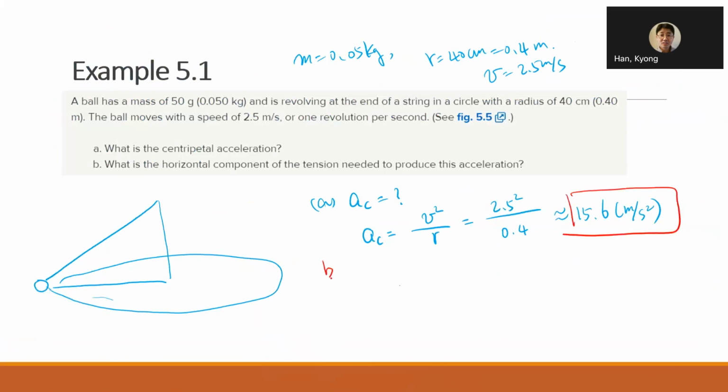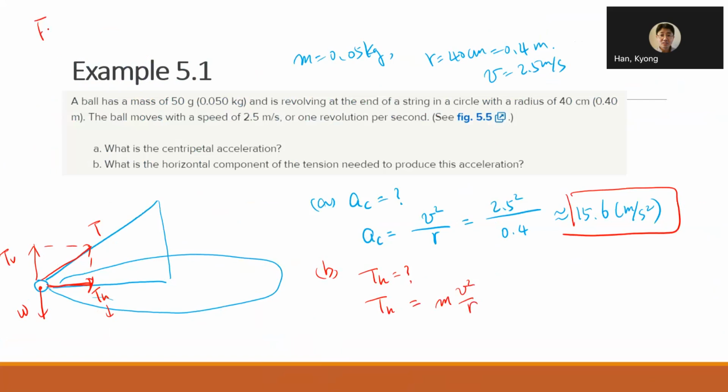Question B. What is the horizontal component of the tension needed? T_H is the horizontal component, and it creates the centripetal force and centripetal acceleration. The vertical component is the same as the gravity. We need to find T_H, which equals the horizontal force only. The horizontal component of tension T is equal to m v squared over r, right?